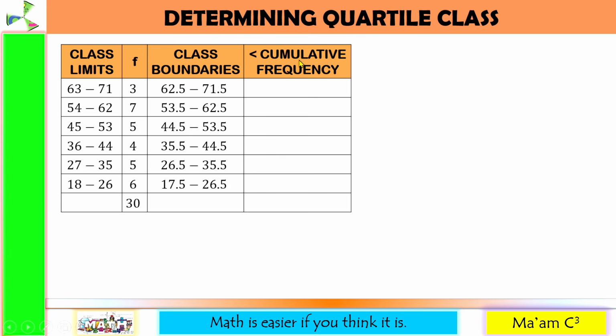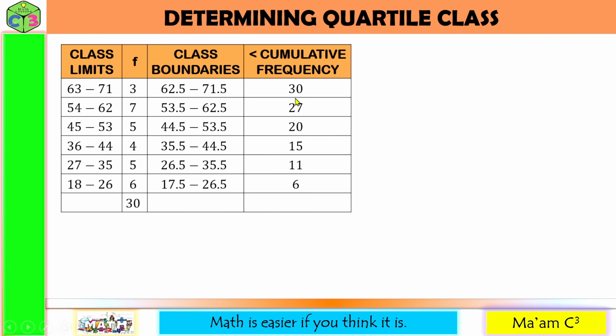Now, for the less than cumulative frequency, we always start at the lowest class limit. So here, the frequency is 6. We just have to copy it. And then we're going to add the next frequency. 6 plus 5 is equal to 11. 11 plus 4 is equal to 15. 15 plus 5 is 20. 20 plus 7 is 27. And 27 plus 3 is equal to 30.